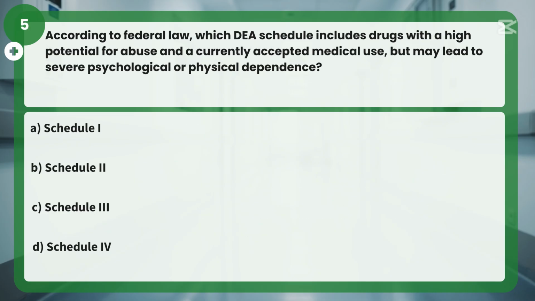Question 5. According to federal law, which DEA schedule includes drugs with a high potential for abuse and a currently accepted medical use, but may lead to severe psychological or physical dependence? A. Schedule 1. B. Schedule 2. C. Schedule 3. D. Schedule 4.